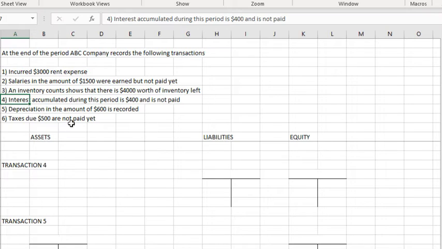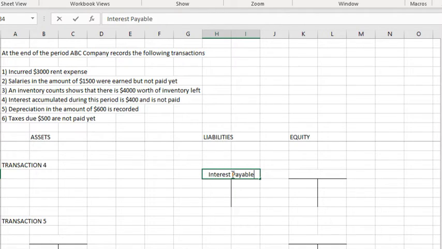There is interest accumulated during the period. It's $400 and it's not paid yet. So since we haven't paid it yet, it's going to be a payable account, and the payable account, that liability, is interest payable. That's going to increase by $400. We are recognizing the interest as time passes by. And in the meantime, we are going to recognize the expense. The expense is going to decrease retained earnings, and this is going to be interest expense.